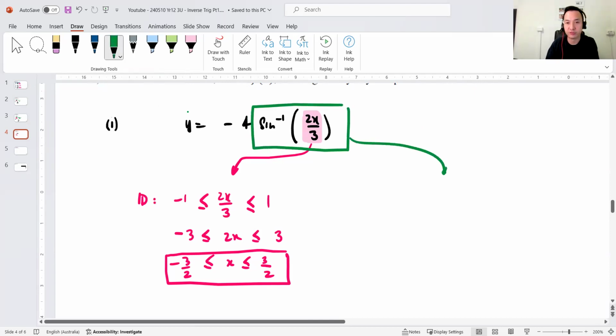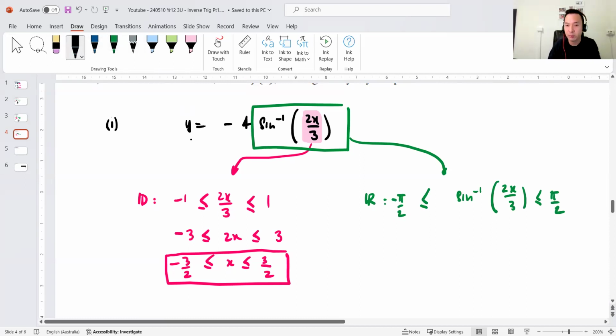So over here, I got sine inverse 2x on 3. Now this is sine again, so less than or equal to... Sorry, not 0. I'm thinking about cos there. My apologies. Negative pi on 2, pi on 2. All right, I need -4 then.